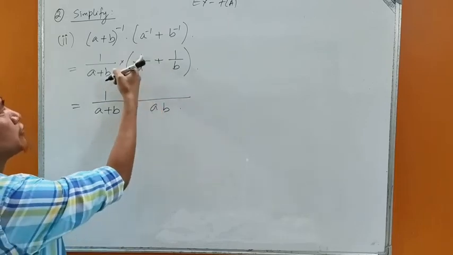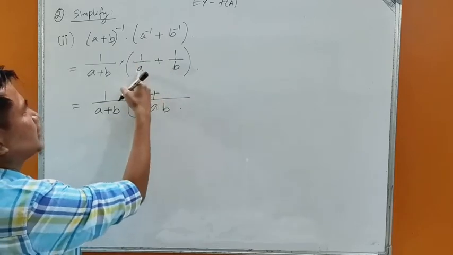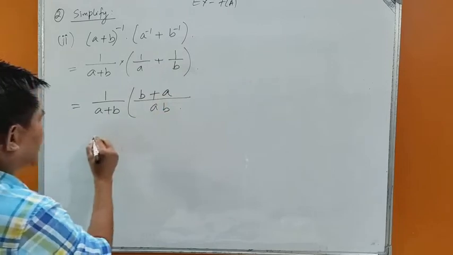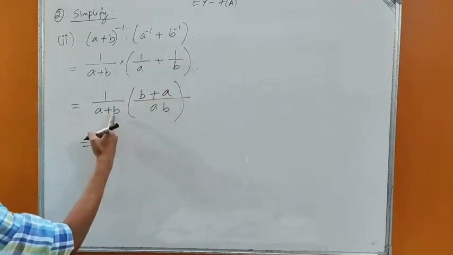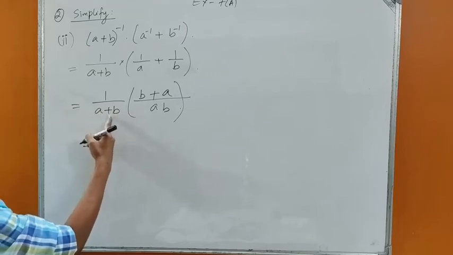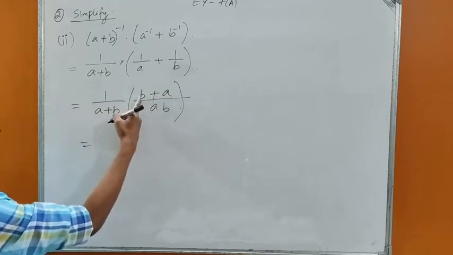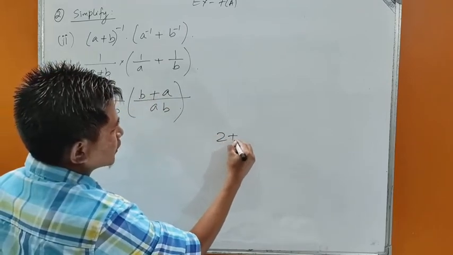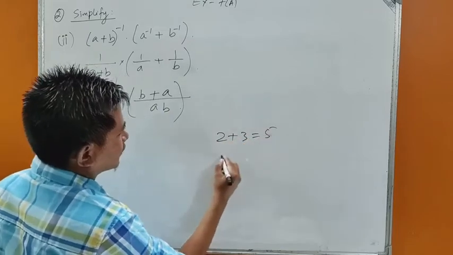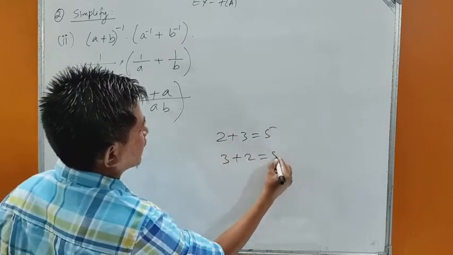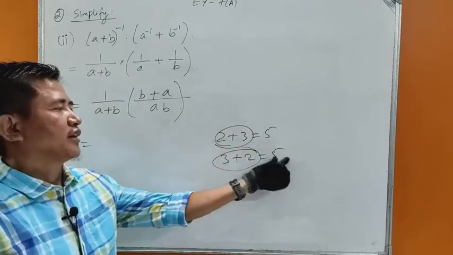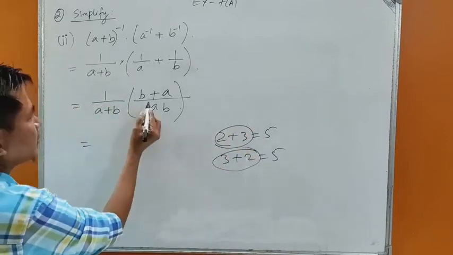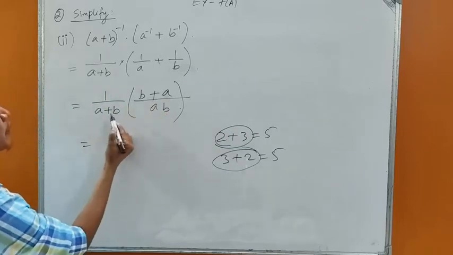Okay, now b into 1 is b, plus a into 1 is a. So a plus b, can you see this? This a plus b, this is also a plus b. Though b plus a, 2 plus 3 equals 5 and 3 plus 2 equals 5. Either you write in this form or in this form, the result is the same, isn't it? Similarly, either you write b plus a or a plus b, the same thing.